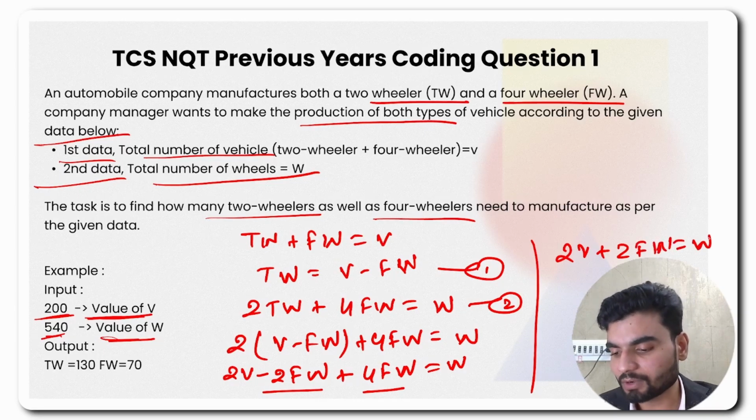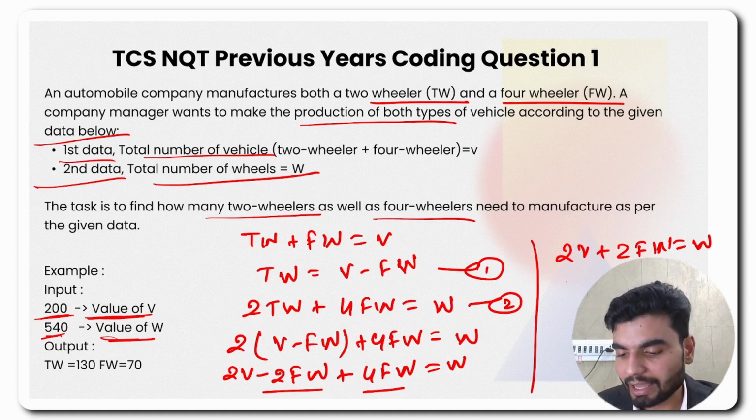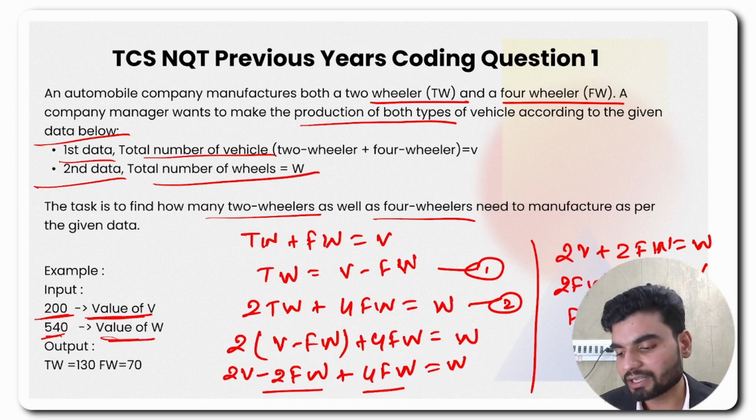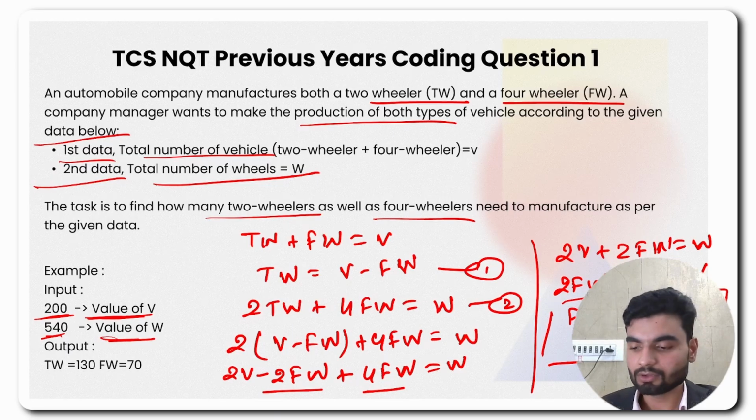If I want to calculate the number of four-wheelers, how can I calculate this? So I can transfer this 2B to the right side. So we will have 2FW is equal to W minus 2B, and again FW, meaning the number of four-wheelers, will be (W minus 2B) upon 2. So this is the formula to calculate the total number of four-wheelers. So now we have derived this formula. What we'll do now is write the code for it. We do understand this, right?